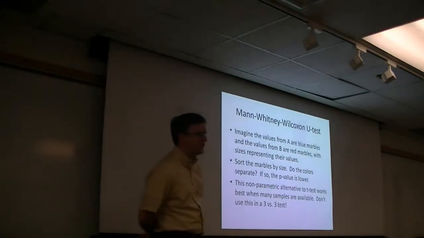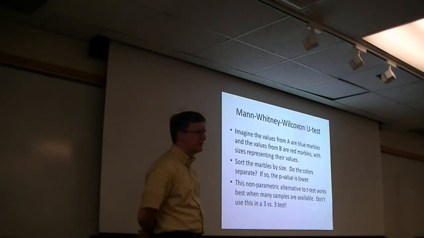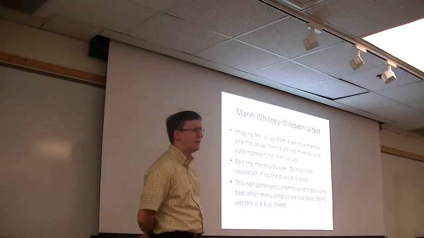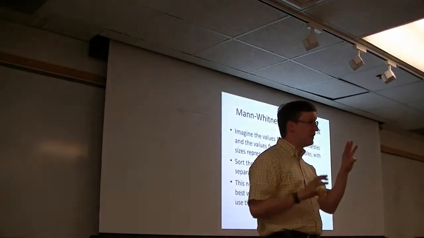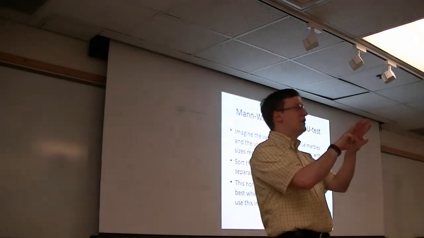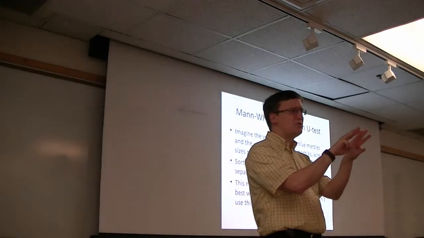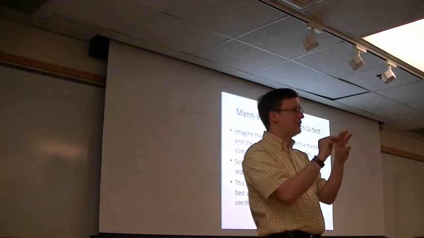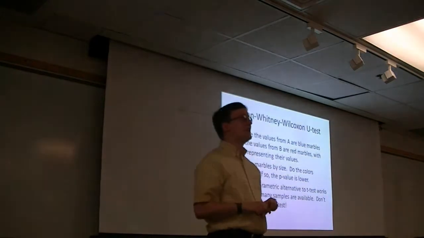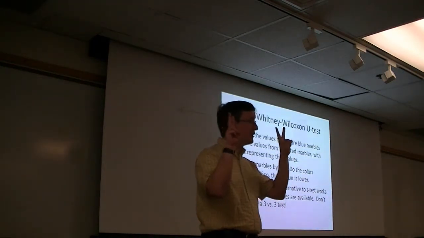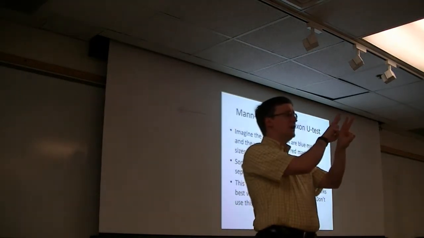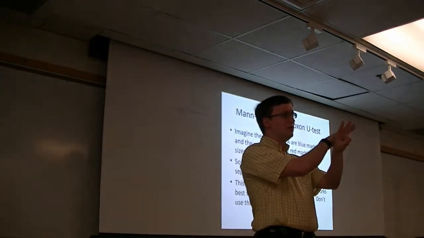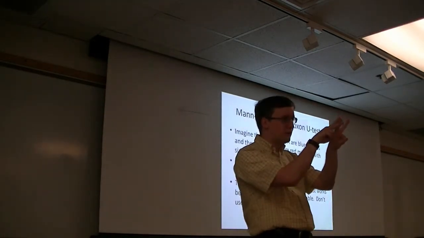Now, I've written in a caution down here at the bottom. Don't use this in a 3x3 test. Why is that? 3x3. All right. So imagine that I have 3 red marbles and 3 blue marbles. What's the random chance that all of these are above all of those? Let's make it even simpler. Let's say that I've got only 2 replicates of each. Okay, so now I've got 4 values. They could be all the reds above all the blues. They could be all the blues above all the reds. They could be mingled in a couple different ways.